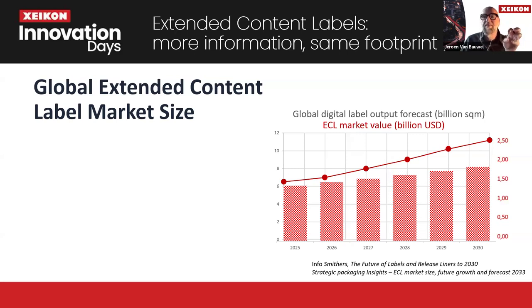So the growth you see on this slide is not speculative or trend-driven alone. It is the result of regulation becoming stricter. It is the result of sustainability targets becoming measurable. It's the result of SKUs becoming more global and digital production making complexity manageable. Extended content labels sit exactly, that's what's clearly visible here, at the intersection of these forces, which is why the market value is increasing in parallel with the global digital label output.